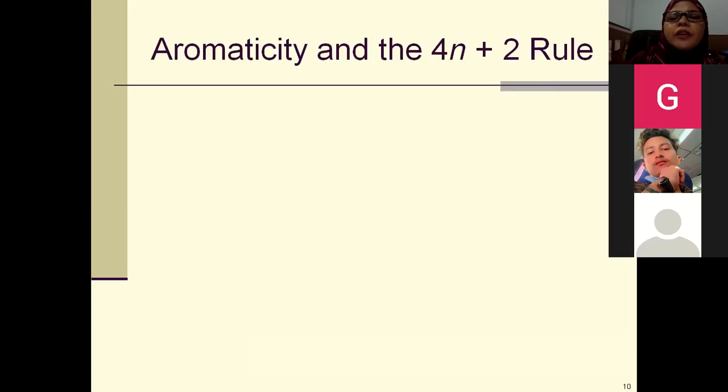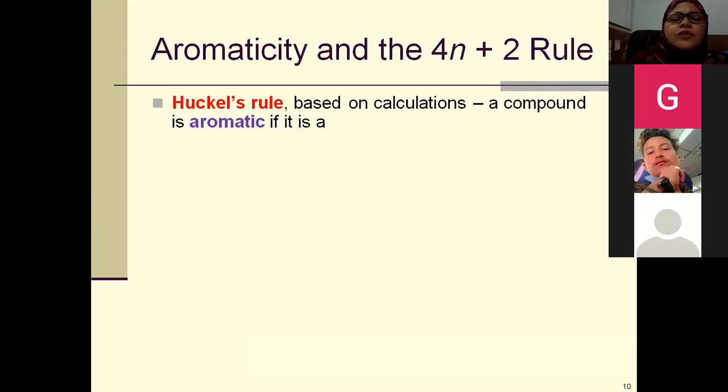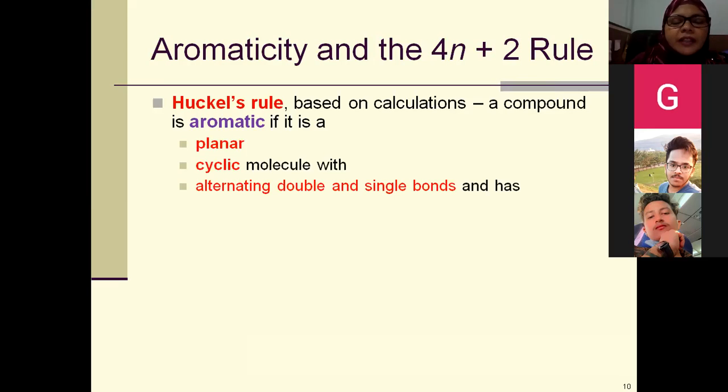Okay, aromaticity and the 4n+2 rule. I am just revising that, based on the calculations, a compound is aromatic if it is planar, if it is cyclic, and if it has alternate double and single bonds, that is conjugation, and follows 4n plus 2 pi electrons. So the compound is aromatic if it satisfies these four main criteria. It must be cyclic, planar, have alternate double and single bonds, and have 4n plus 2 pi electrons.